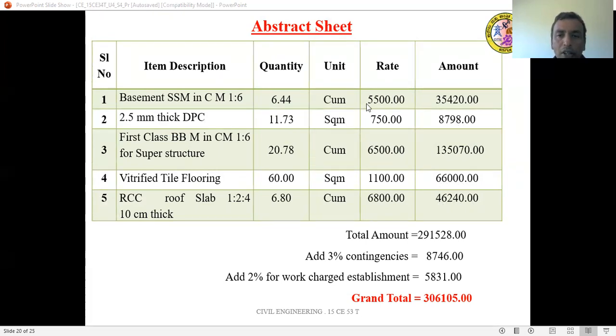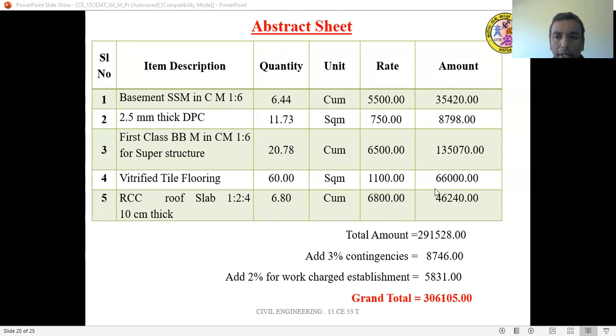The rates are normally obtained from each district circle's schedule of rates. It is prepared by the government engineering department. It may be the PW department or it may be the irrigation department.